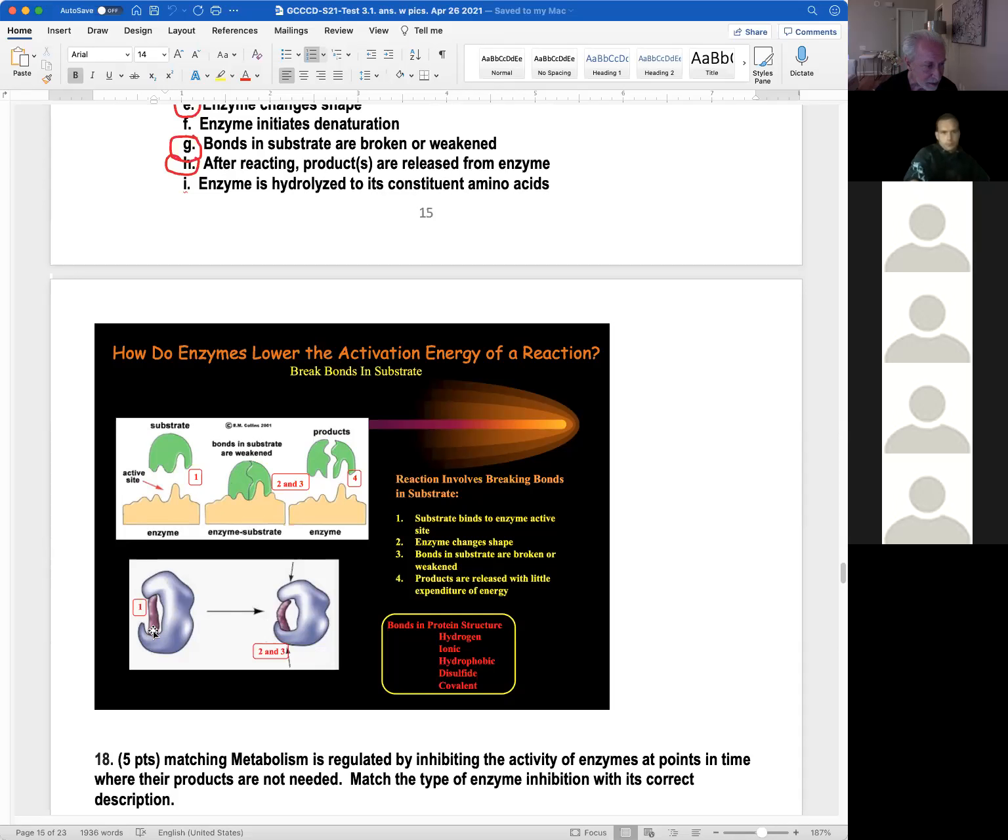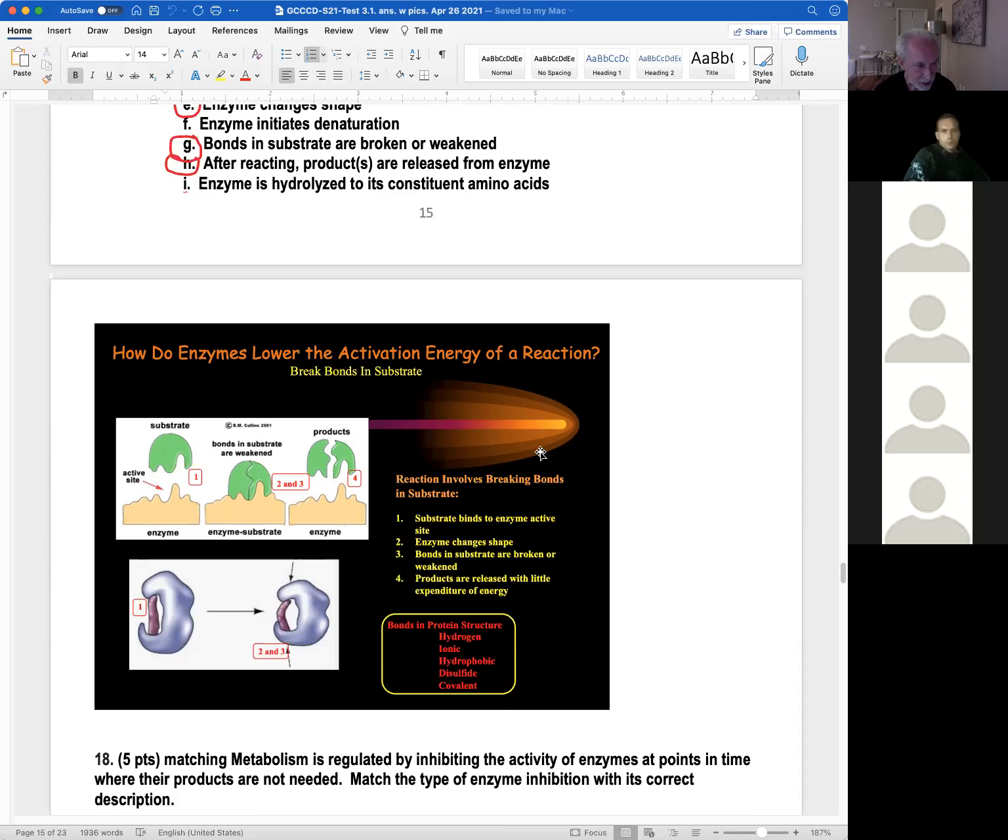Here's the binding of the substrate in the active site. Here the enzyme changes shape, and in so doing, it changes the shape of the substrate, weakening or breaking some of its bonds, so that the last step is when the enzyme releases the substrate to products, it's now broken into two. It started out as one object and it ends up as two.